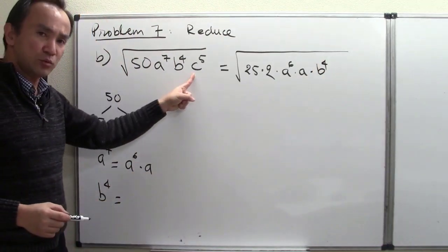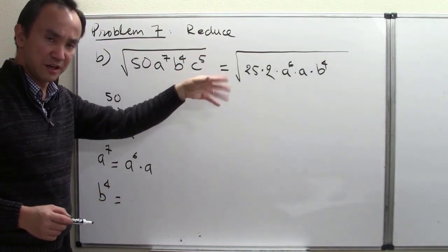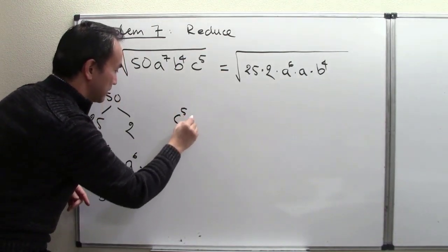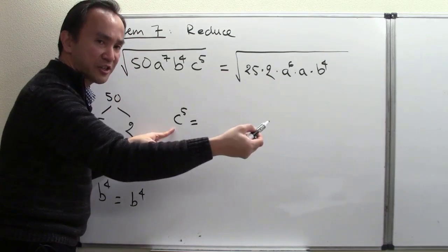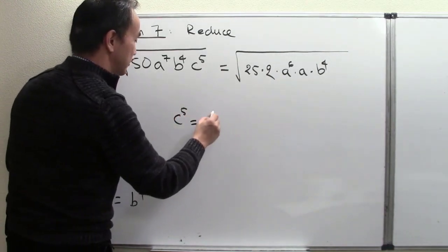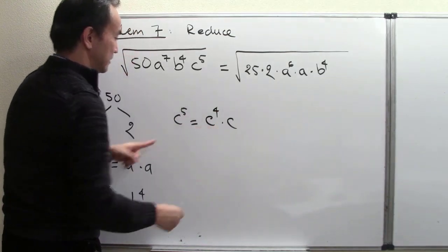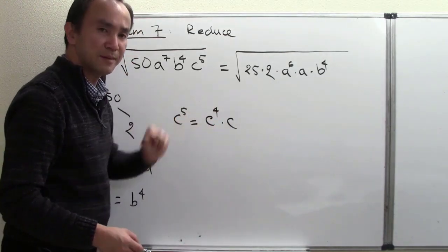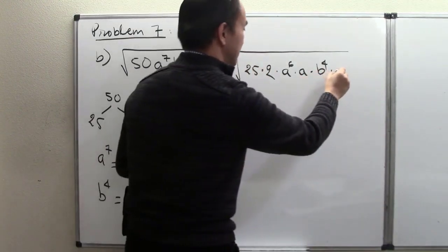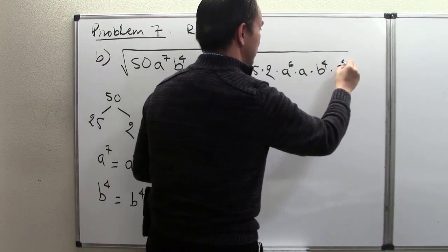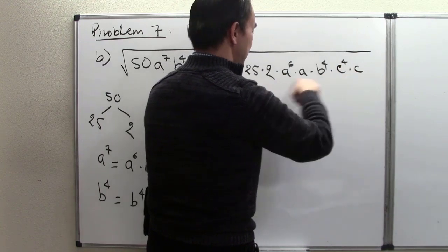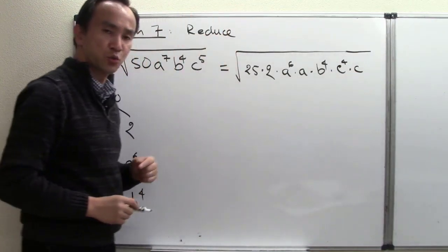Then the next one here I have c to the 5th, which is an odd power. I'm looking for the largest multiple of 2 under 5 here. That largest multiple of 2 is 4, so I'm writing c to the 5th equals c to the 4th times c. These factors and powers are all inside our square root expression.